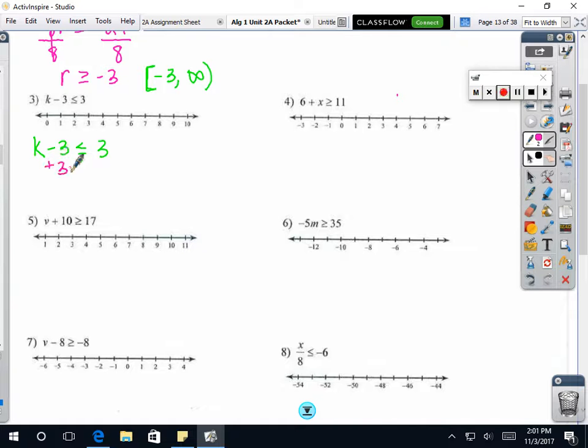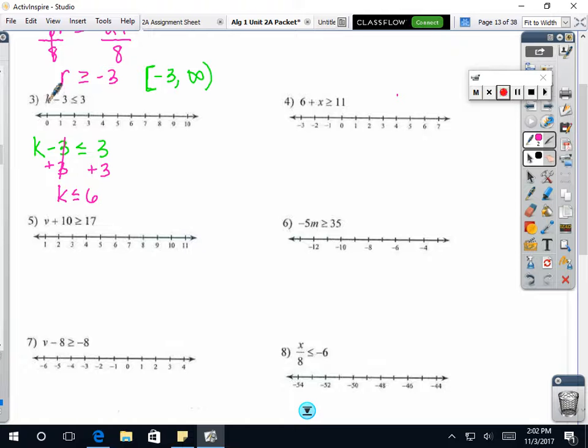Add 3, because negative 3 plus 3 is 0, so it cancels out. You don't need to write 0 over here. But whatever you do to one side, you do to the other side, and we end up with k is less than or equal to 6. What that means is every single number in the world that is less than 6 or exactly 6 will work in this inequality. It will make a true statement.